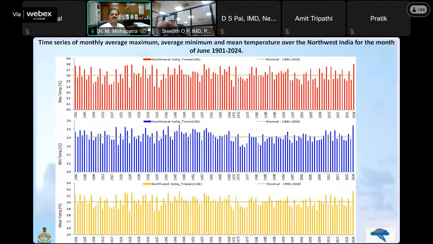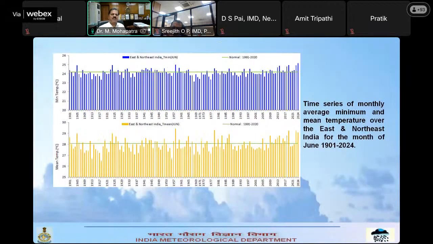Then this is the time series of northwest India. You can see how the temperature was higher compared to the previous years. This is the northwest India minimum temperature. The blue one is northwest India minimum temperature, and this yellow one is northwest India mean temperature, the variation over the period of time. This is the east and northeast India. This is the minimum temperature. The blue one is minimum temperature, and this is the mean temperature, that is the yellow one or red one. That also you can see has been higher in 2020.